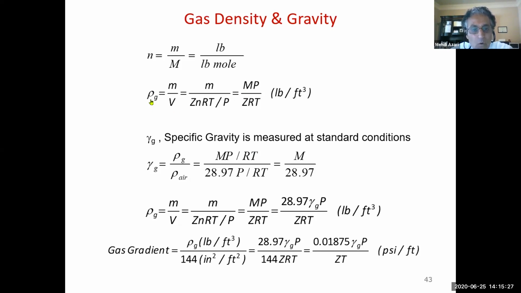Remember, this one, rho g, is at any condition. The rho g could be in the reservoir, could be in the wellbore. But when you talk about specific gravity, it is specifically at surface.